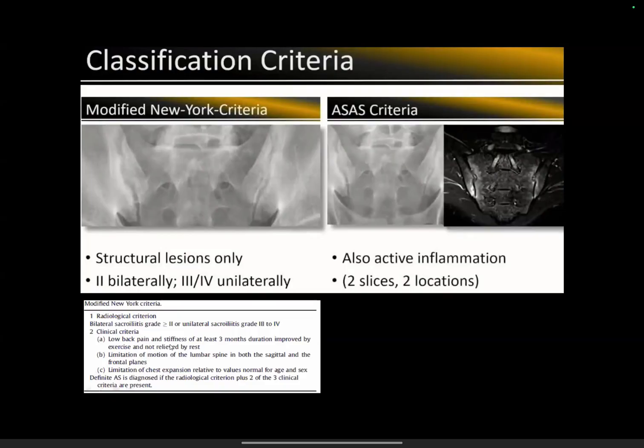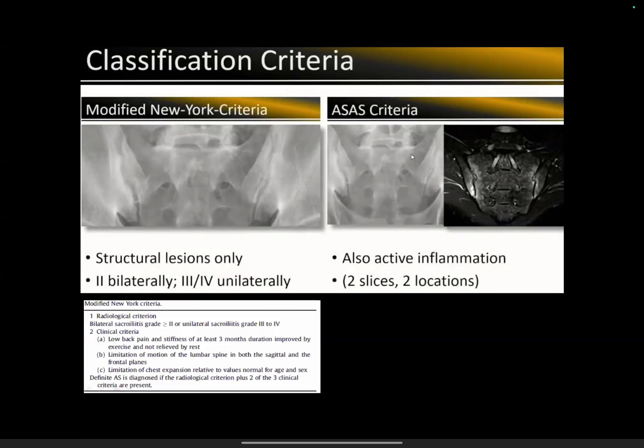What are the 3? Low back pain and stiffness for at least 3 months duration that are improved by exercise and they are not improved by rest. Right? The second part is limitation of motion of lumbar spine in both sagittal and frontal plane. And the third clinical criteria is limitation of chest expansion relative to normal values for age and sex. So this radiologic and clinical combination defines the ankylosing spondylitis. So 1 radiologic and 2 clinical is needed for New York criteria.